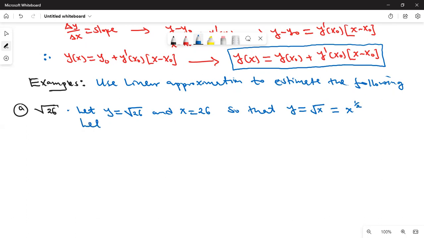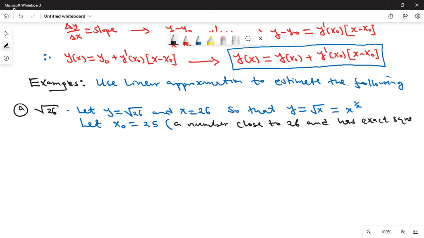Also, let x naught be equal to 25. Why are we choosing 25? This should be a number close to 26 and has an exact square root. So that will be our x naught.